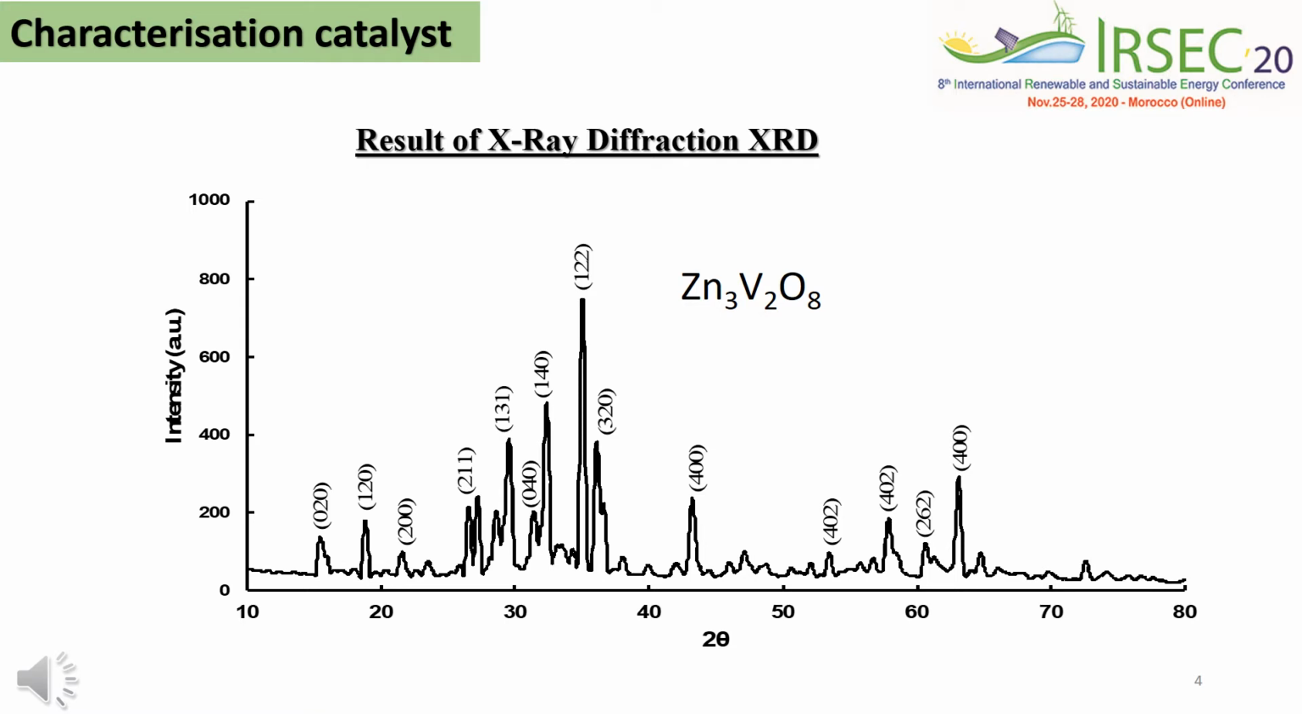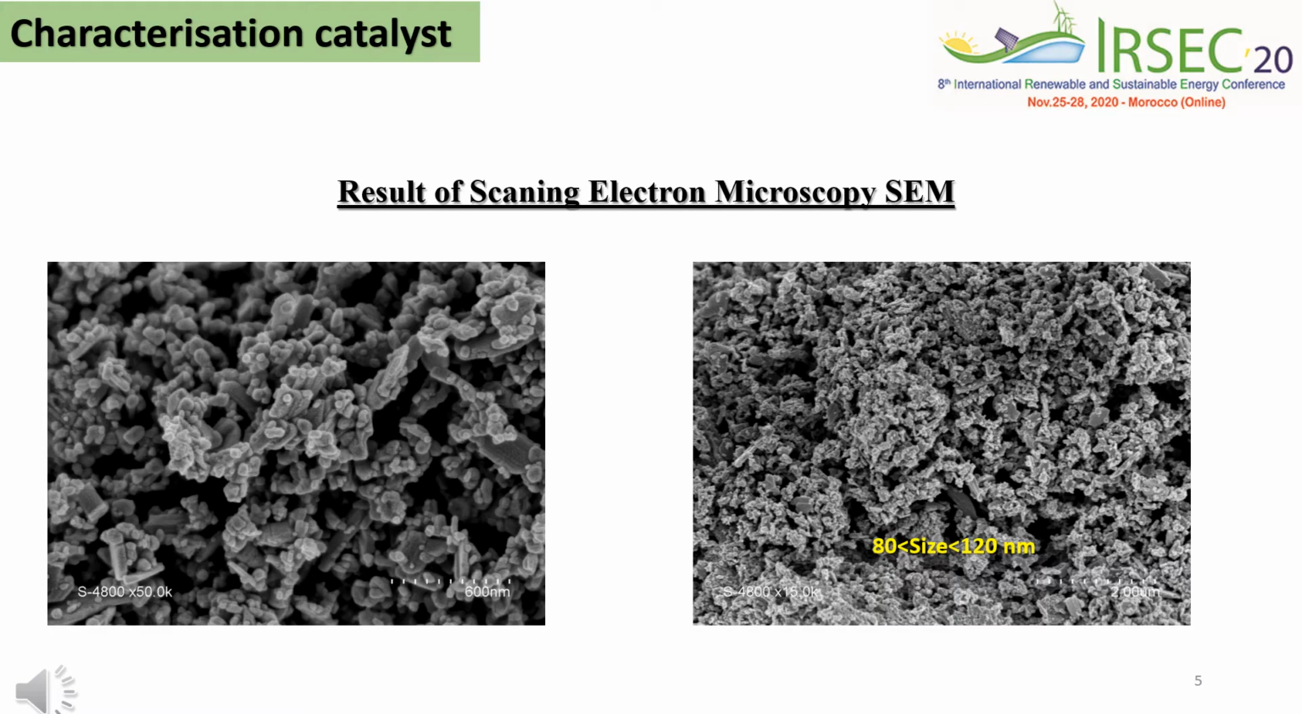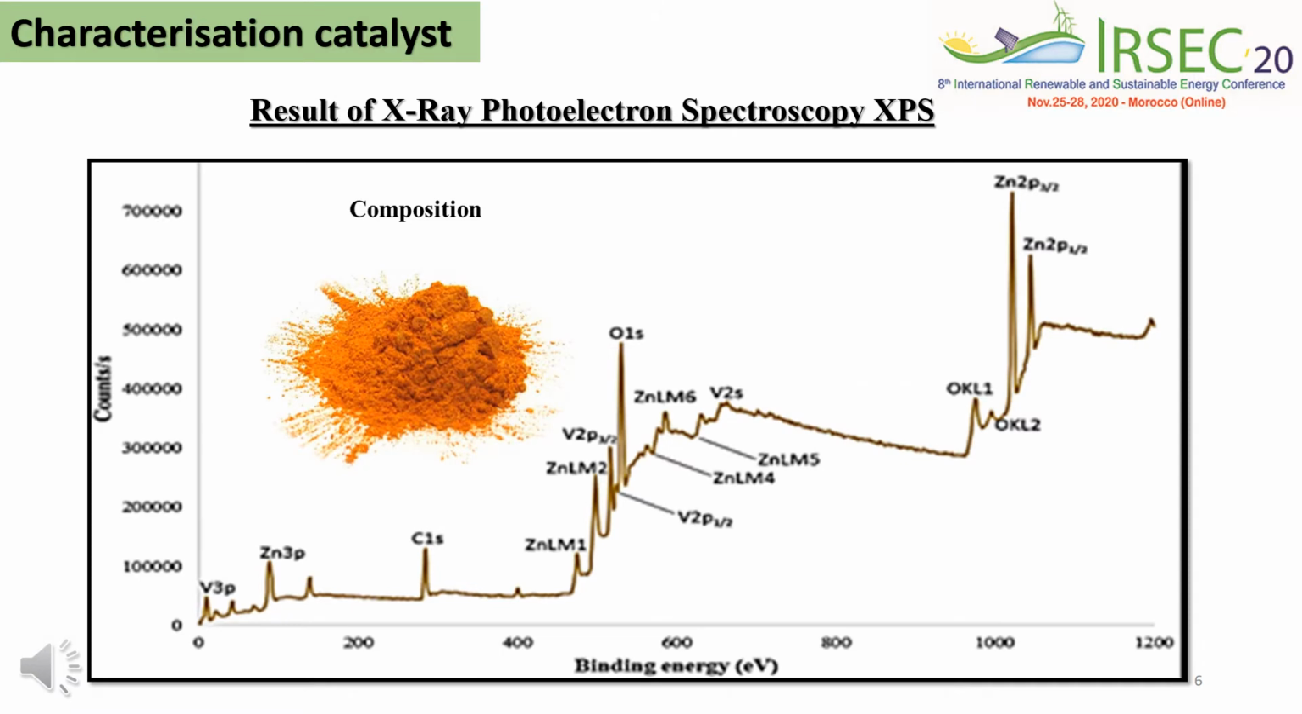The X-ray diffraction pattern revealed the absence of impurities and the high crystalline nature of the synthesized mixed zinc vanadium oxide material. The SEM image shows the good dispersion of the material, as we see in these pictures. Particle size varied from 80 to 120 nanometers. The composition of the obtained material was analyzed with X-ray photoelectron spectroscopy. The results show the presence of only zinc, vanadium, and oxygen.